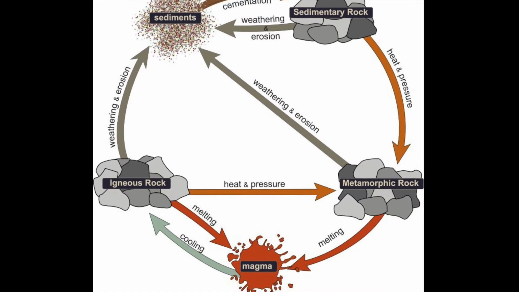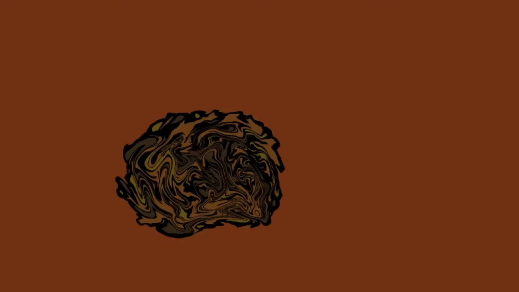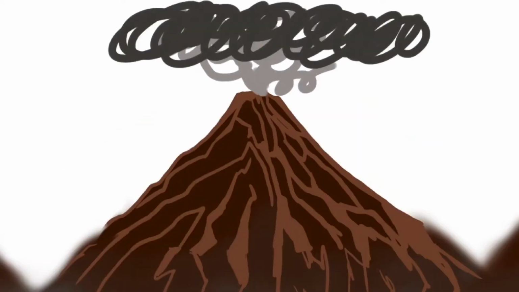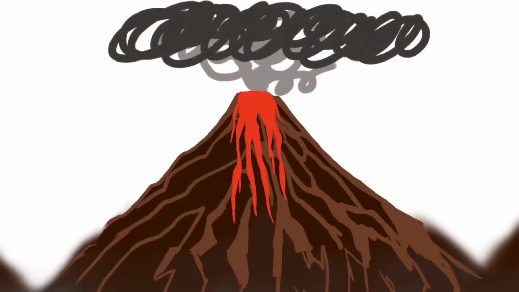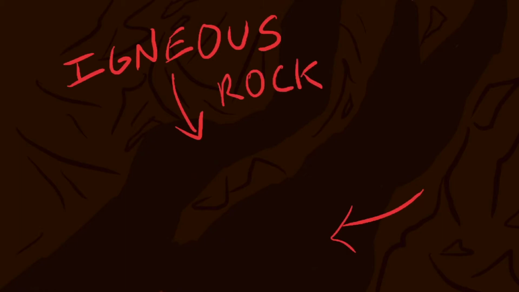Our last stop in the rock cycle is igneous rock. When rocks continue to get heated deep within the earth, they eventually melt and form magma. One way magma becomes igneous rock is by traveling upwards through volcanoes to reach the surface. Then magma becomes lava and then cools, creating an extrusive igneous rock.